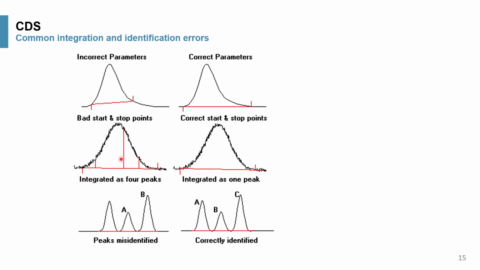Shown here are some common integration and identification errors. If you have a peak, you can actually show the baseline of how the CDS looks at the baseline. And clearly this one is not correct. This baseline is correctly drawn. With a noisy peak, sometimes the CDS can indicate multiple peaks, which is not correct. And that means the area threshold has to be lower. And here is misidentification. Instead of ABC, there's some retention shift, and A, B and C are misidentified.